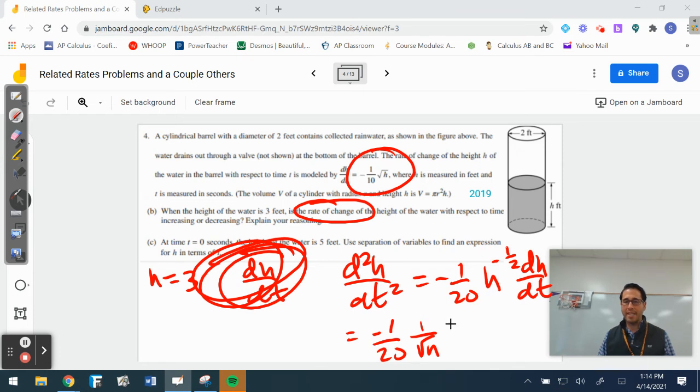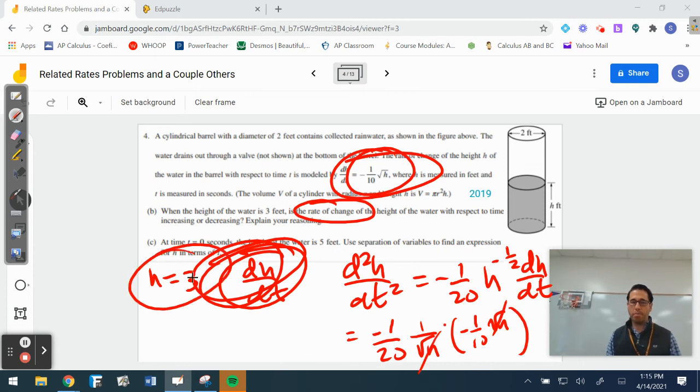Now, why am I writing it like that? Because when I substitute in my dh dt, I get this. And then you notice that those guys cancel out. So I don't even have to plug in that 3. I notice that they cancel out right there, and I get 1 over 200. And then I just have to answer the question.